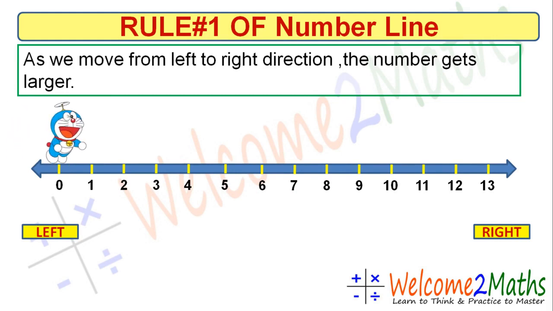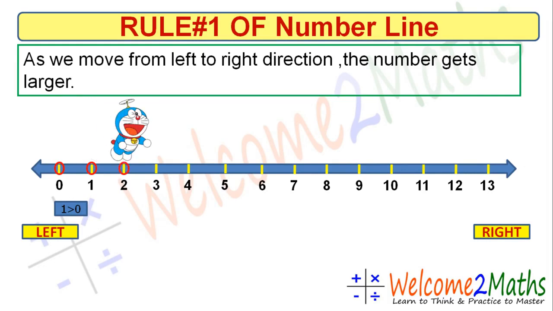Oh, here is Doraemon. And he is now on the number 0. And he moves from left to the right direction. So Doraemon, let's move. And he is now on the number 1. Now we know that 1 is greater than 0. Okay. So now he moves to the next number, that is number 2. And we know that 2 is greater than 1 and 0.